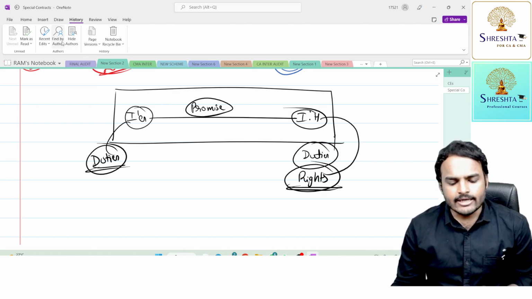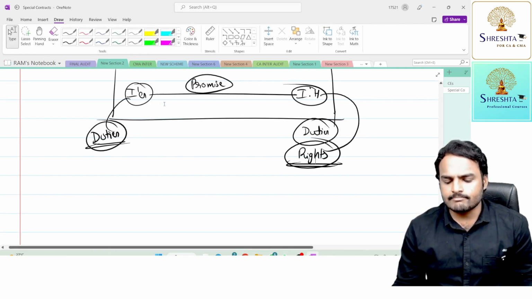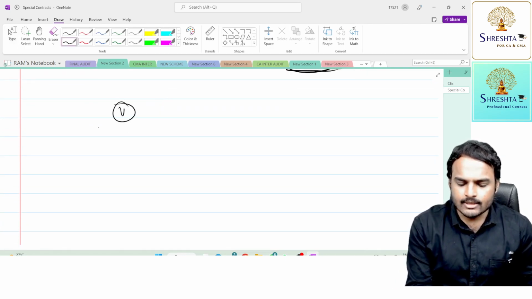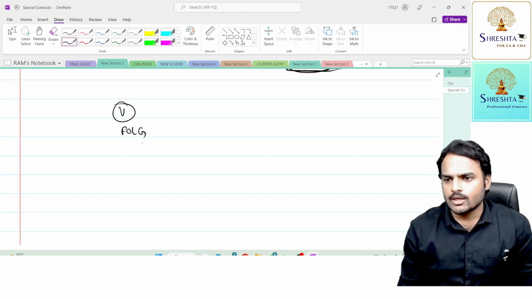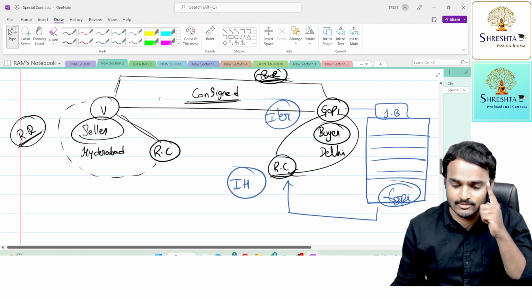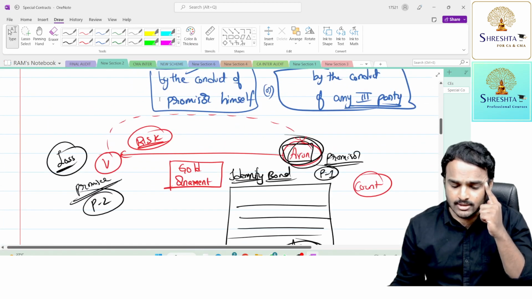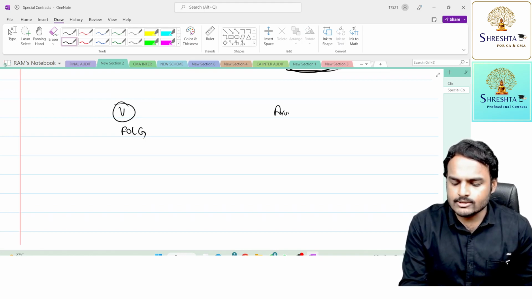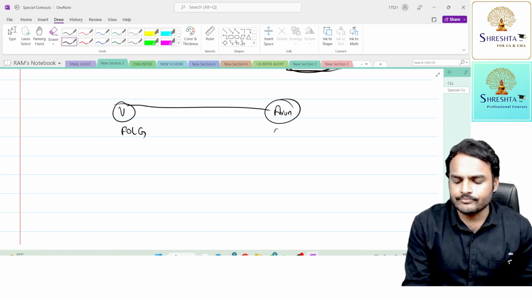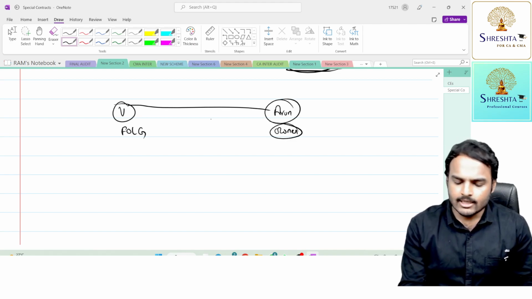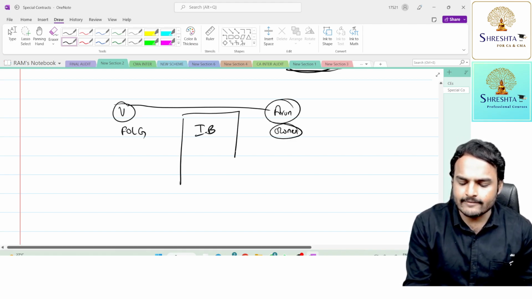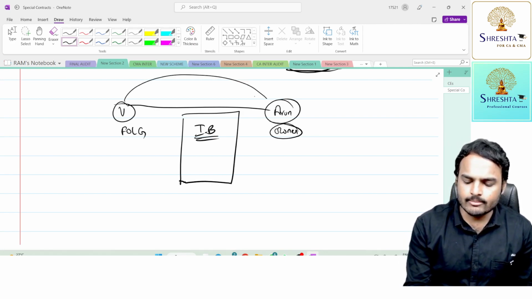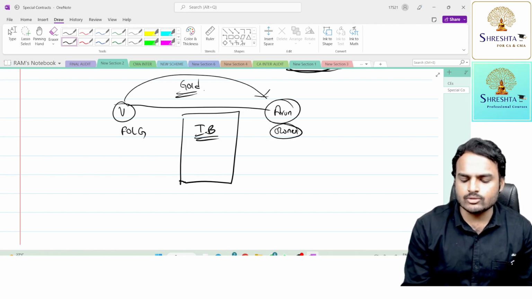So continuing my first example. Which example? Gold ornament. Do you remember that gold ornament? Mr. V, I'm the finder of lost goods. And who is the owner of the property? Arun. So Arun claims that he is the owner of the property, and he gave me one bond. He executed an indemnity bond in favor of me. I returned that gold ornament to Arun.